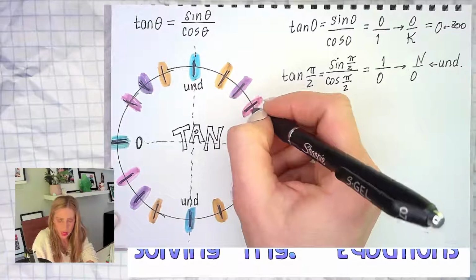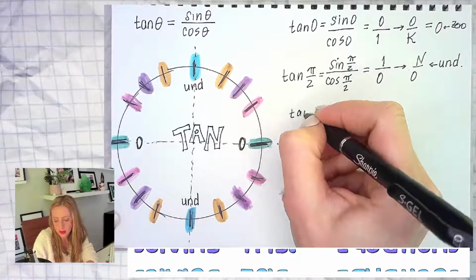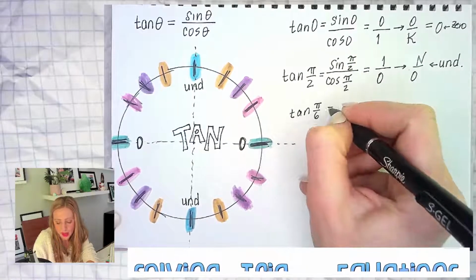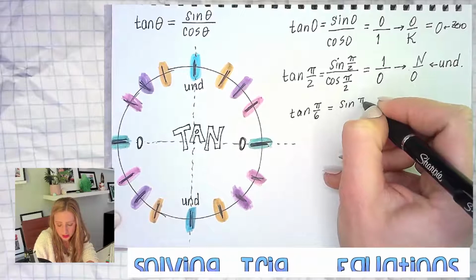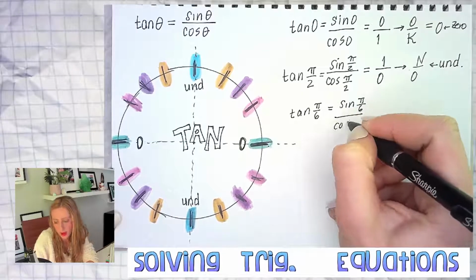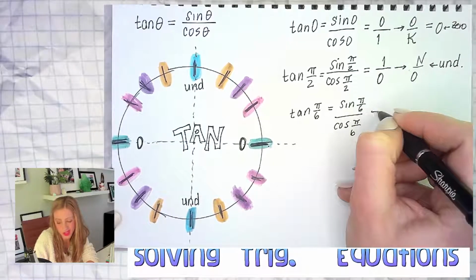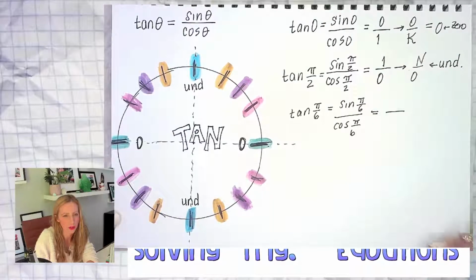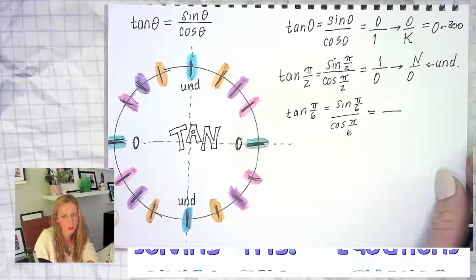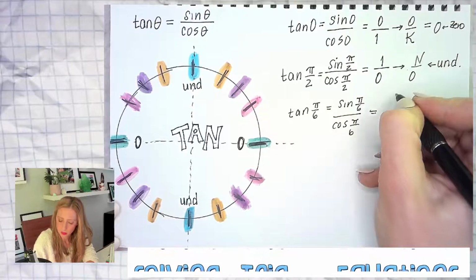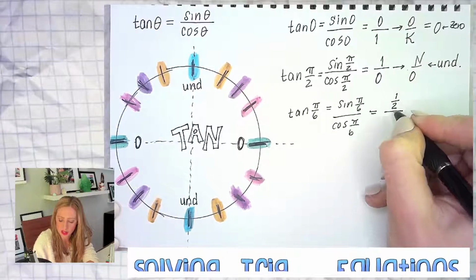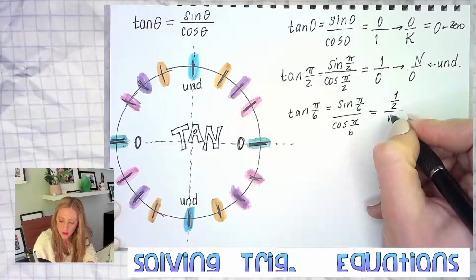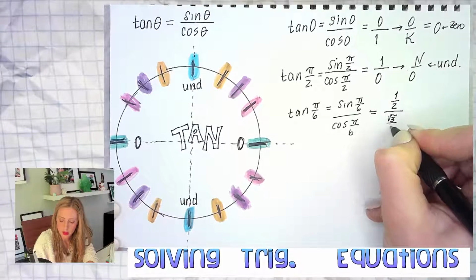Next, I'm going to do tan of pi over 6. Tan of pi over 6, well, that would be sine of pi over 6 over cosine of pi over 6. Again, we're better at these, I hope. What's the sine of pi over 6? 1/2. Half. Nice. And then cosine of pi over 6 is? √3 over 2. Thank you.